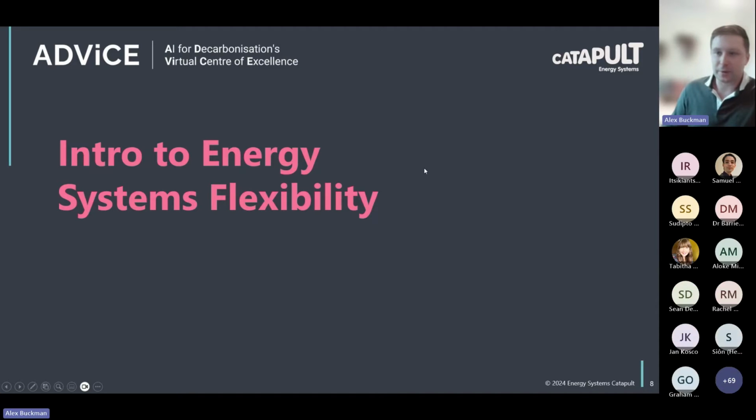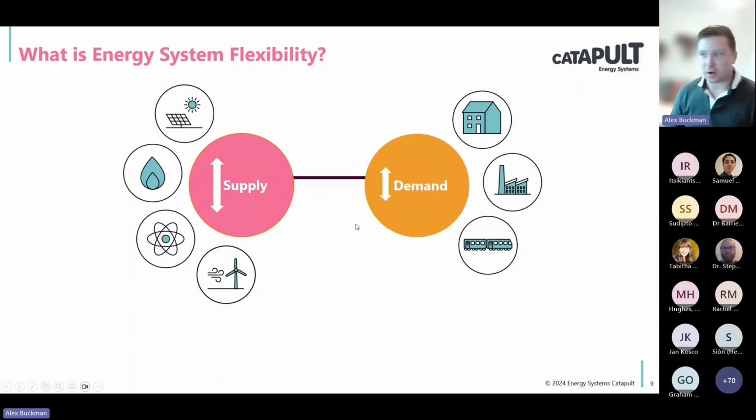Thanks, Stephen. Hi, everyone. So what we're really going to start off with, at the basic level, is the introduction to flexibility, and then we're going to build it up. So ultimately, energy system flexibility is the ability to match the demands of our energy system with the supply. So as demand changes, so does the supply of energy that needs to be delivered, and that's how we've done it traditionally for quite a long time.